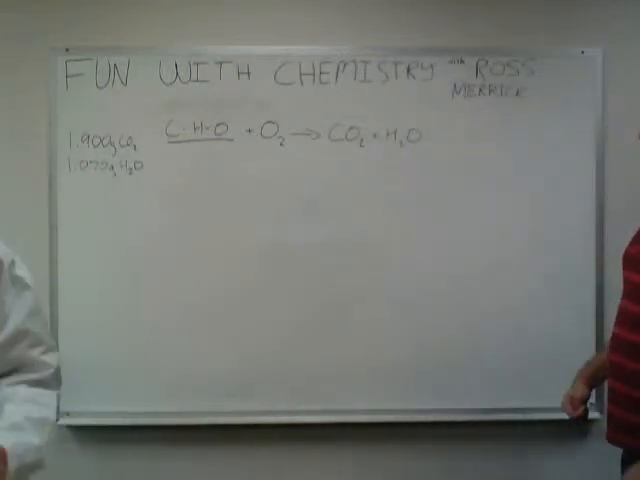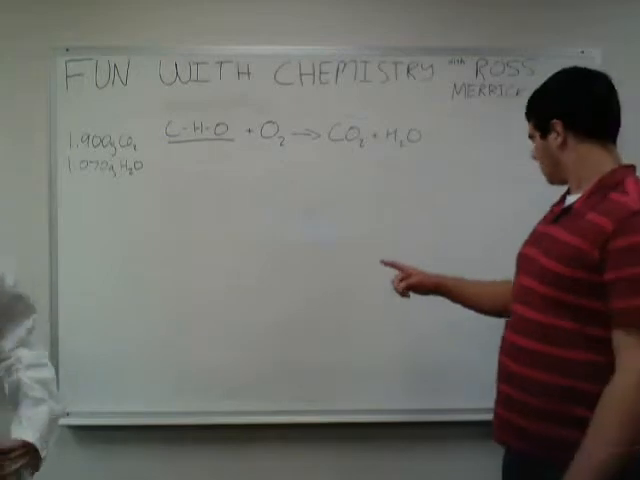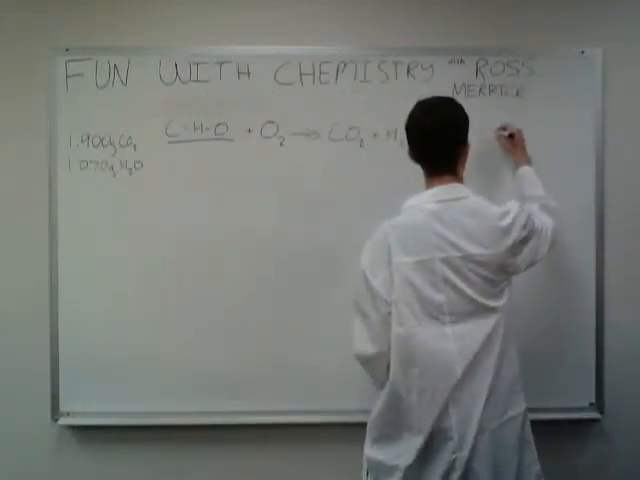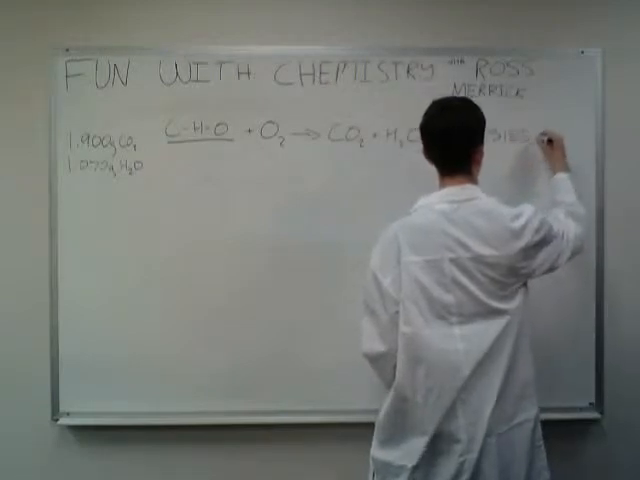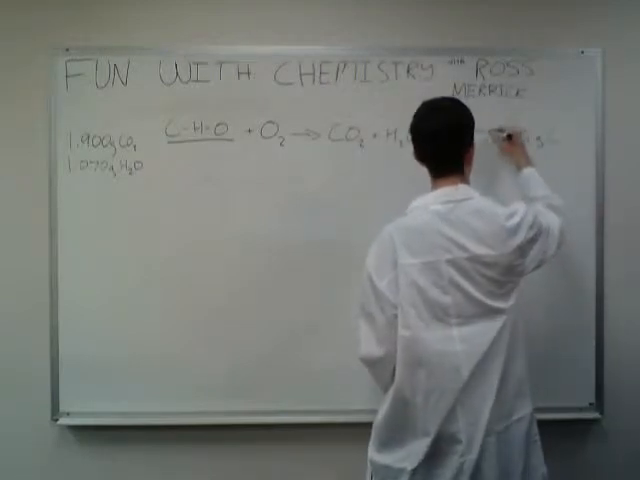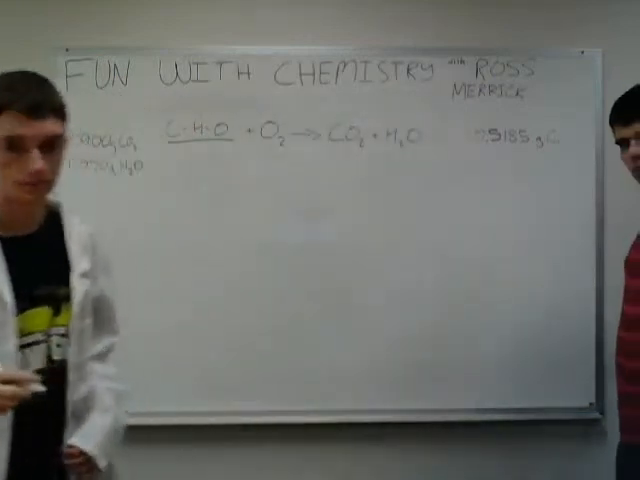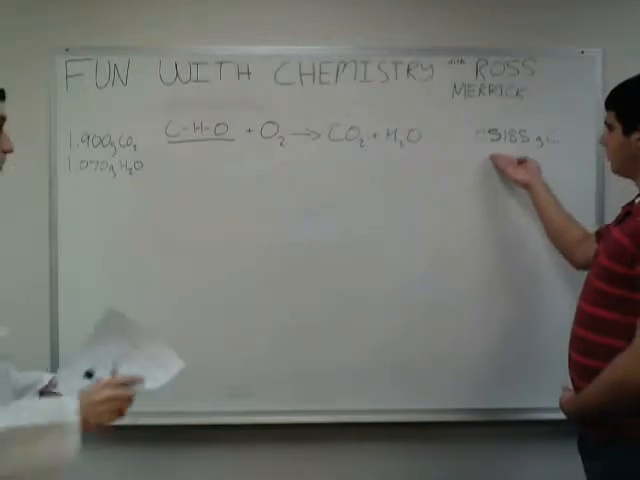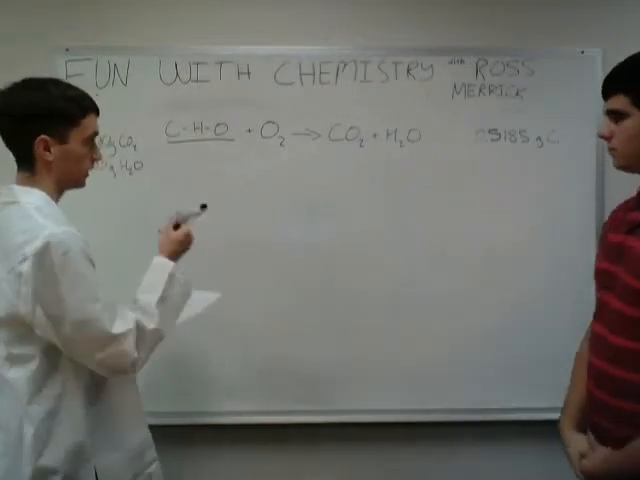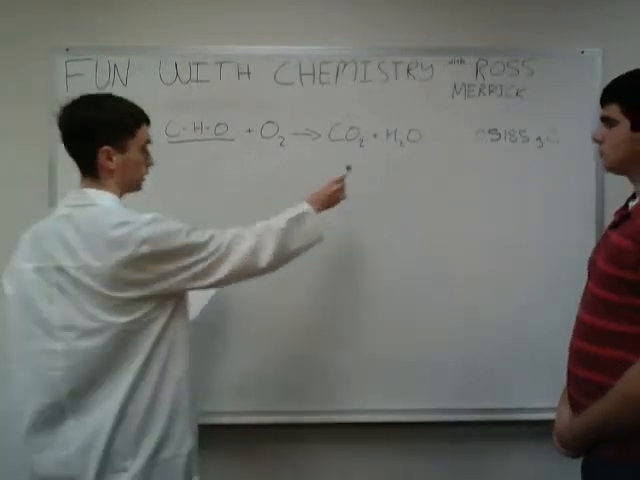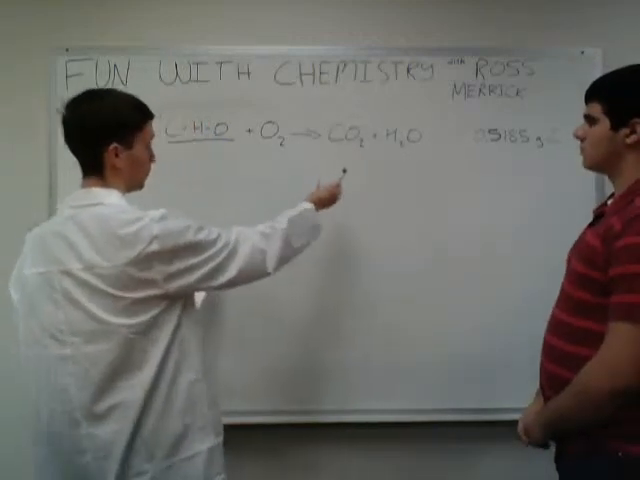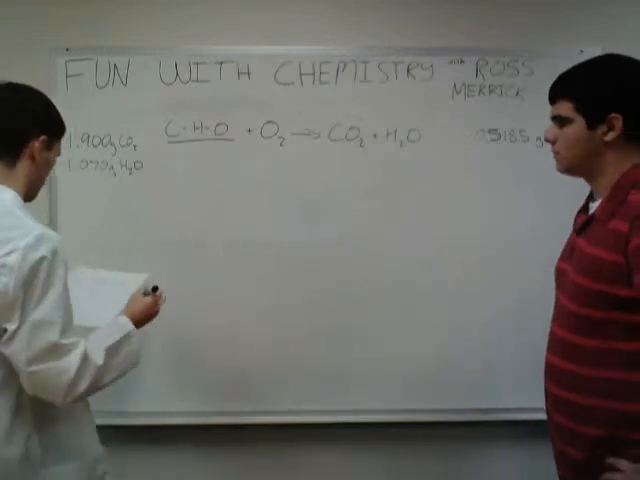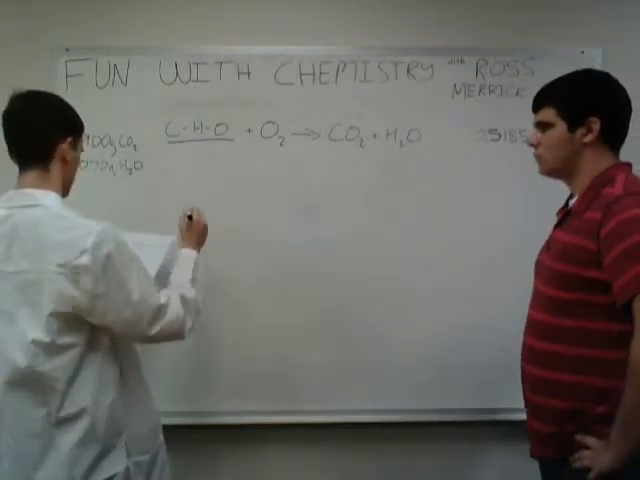Okay. So we had 0.5185 grams of carbon. Now that we have grams of carbon, we need to find grams of hydrogen. Since it only comes from water, we just have to find the moles of water and then find from that the grams of hydrogen. So we start out with the same process.